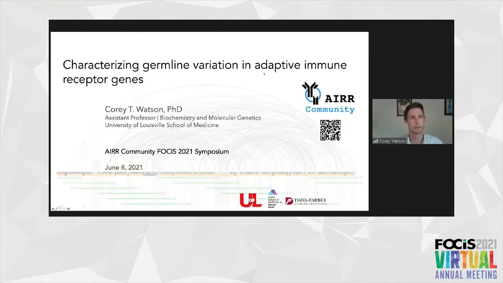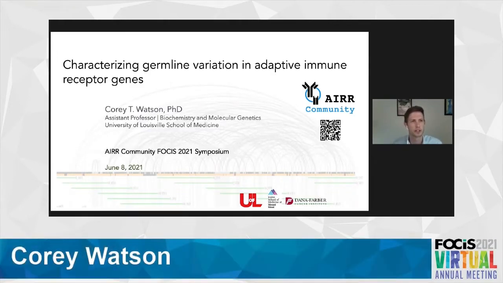Yes, perfect. Okay, perfect. First, I just want to say thanks for the opportunity to share work and ideas with all of you today. So my group's interested in characterizing germline variation in adaptive immune receptor genes, including immunoglobulins and T-cell receptors. Today, I'll mostly give examples in immunoglobulins, but for the most part, everything I'm saying is also, to some extent at least, true in T-cell receptor genes as well.